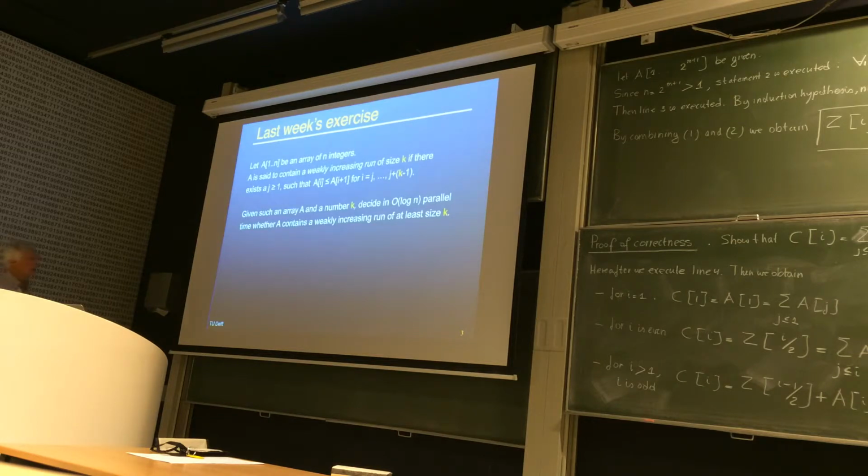You say that such a weakly increasing run exists if the property A_i less than or equal to A_{i+1} holds for at least k of those elements. Now you have to decide in log n parallel time whether A contains a weakly increasing run of at least size k. We know that there exist sequential algorithms that can do it in time O(n), but we have to do it significantly faster.